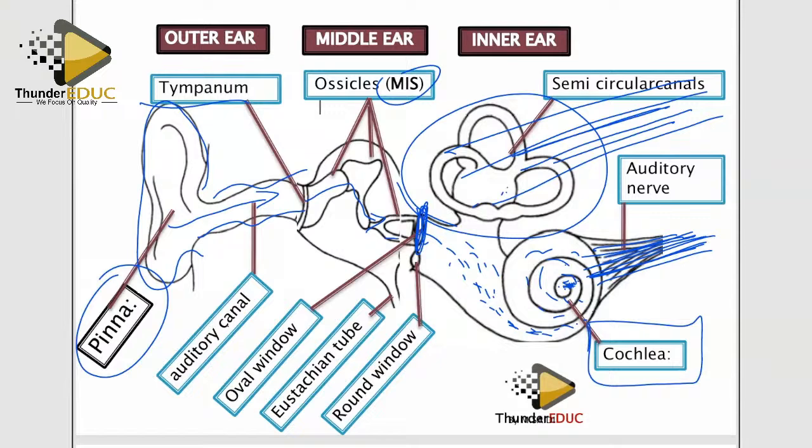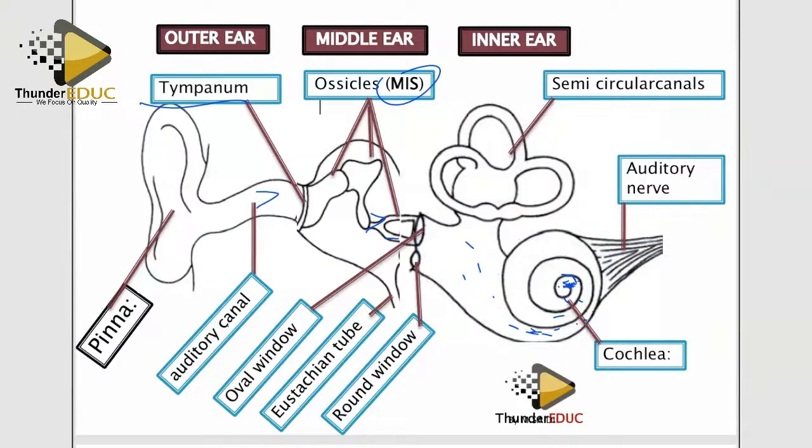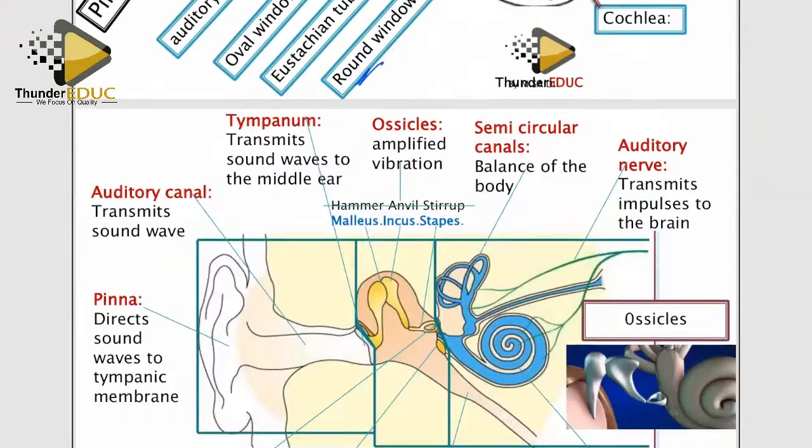Now, we need to understand the function of each. There are some few parts which we have not talked about. That is the eustachian tube. When you yawn, you feel that there is air coming from the mouth to the ears. Yes, that air is going through the eustachian tube. Then you have the round window. It's round, that's why it's called the round window. This one equalizes pressure from the inner ear. So now we need to know the function of each.